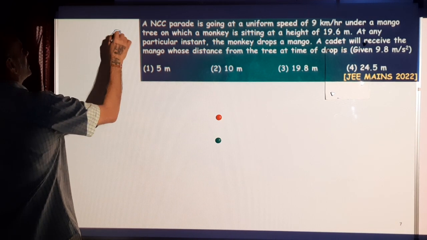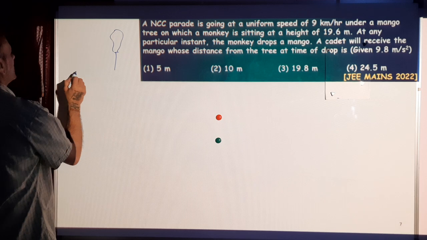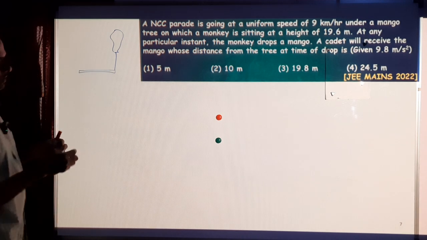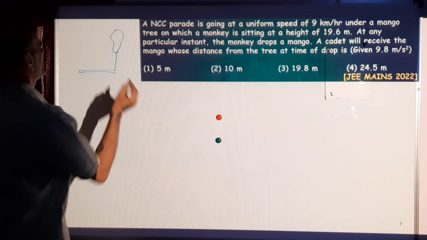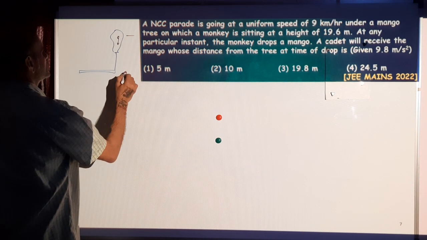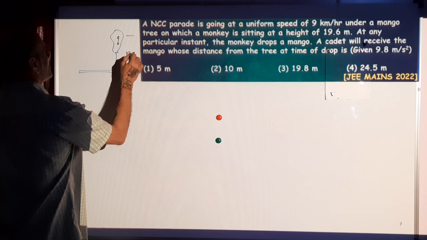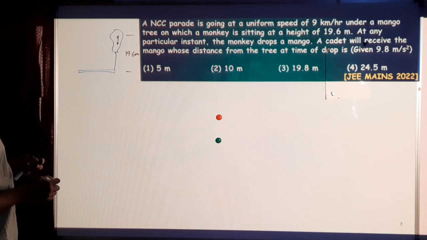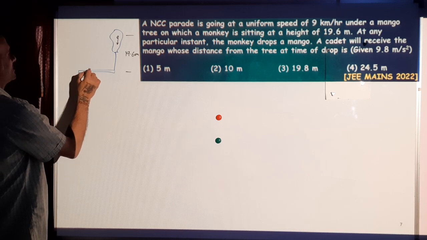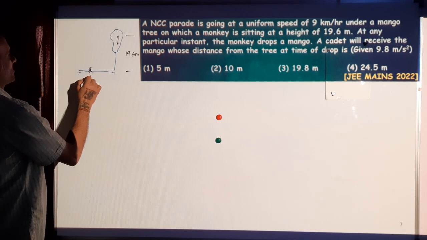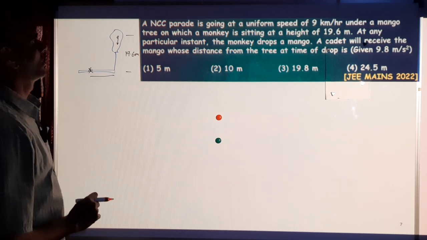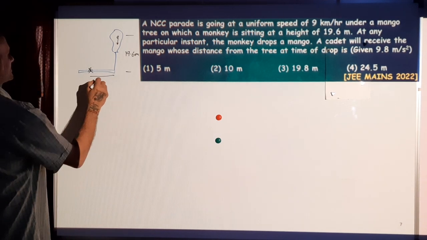So this is a tree, and the cadet is moving like this. From a height of 19.6 meter, the mango is getting dropped. So this height is 19.6 meter. It will take some time to come from here to here. Within that time, the cadet will move up to this much. So we need to find this distance.